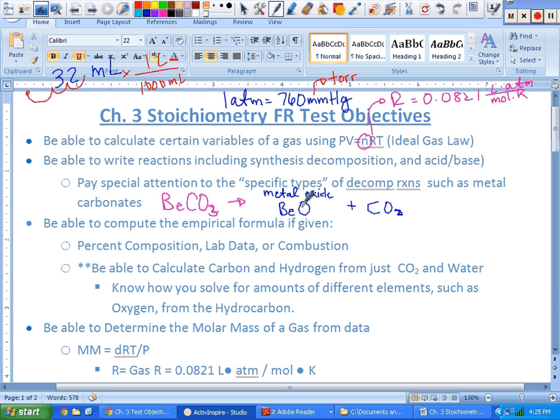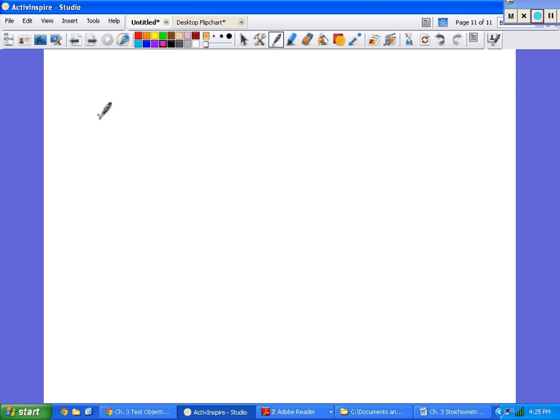Do you remember how to do this one? Okay, I'm just going to go ahead and show you. Let's pretend that it's 30.0 grams of CO2 and 18.0 grams of H2O. You might remember the mass of carbon dioxide? Okay, very good.